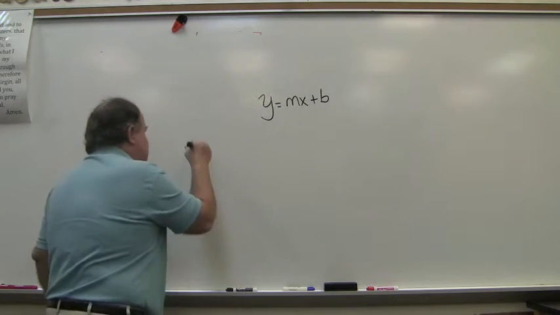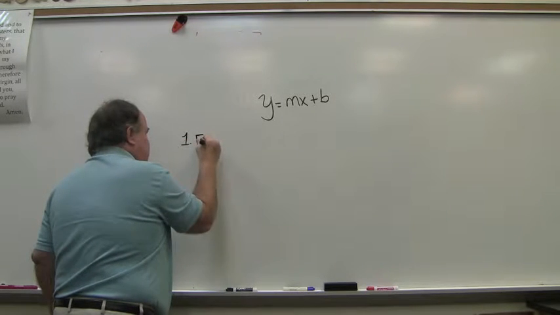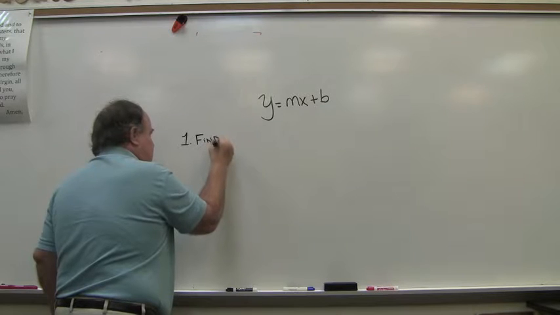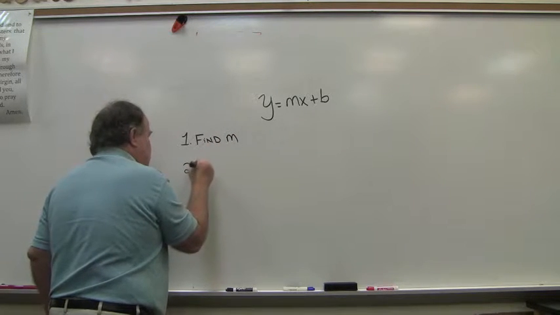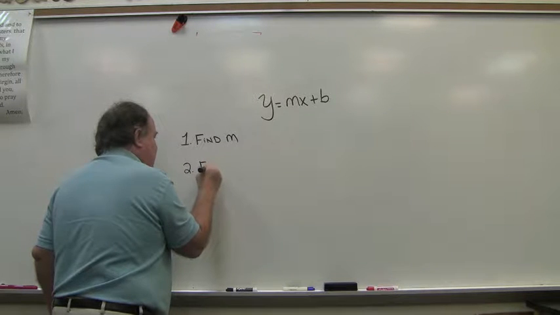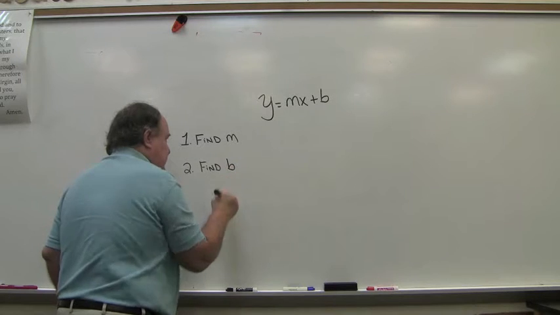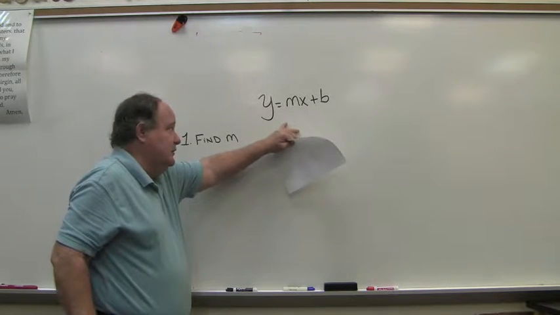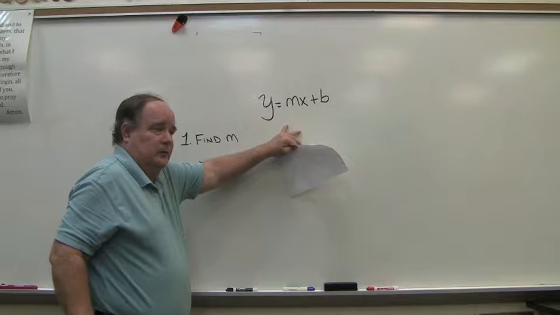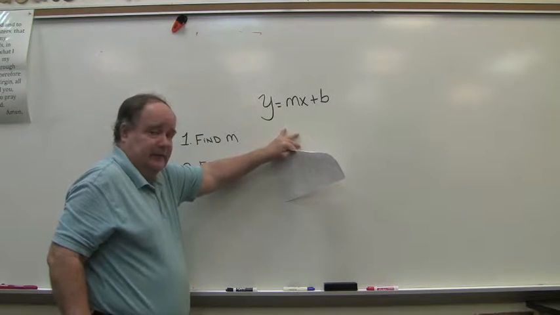Number one, we need to find the slope. We need to find m. And number two, we need to find the y-intercept, which we call b. Okay? So this is the equation of a line. Every line has this equation or this form. This is called the slope-intercept form of a line.